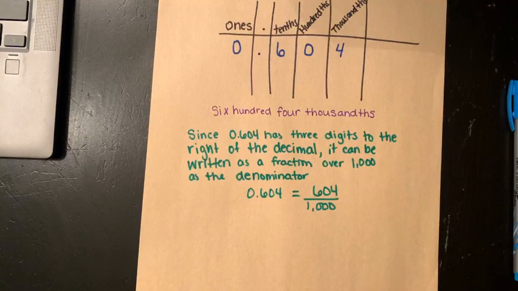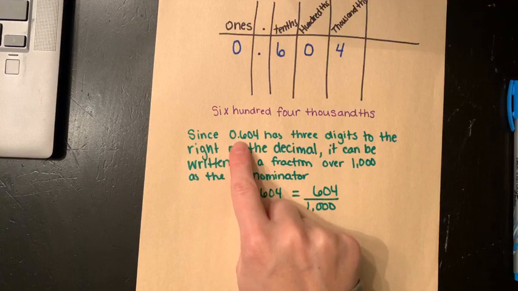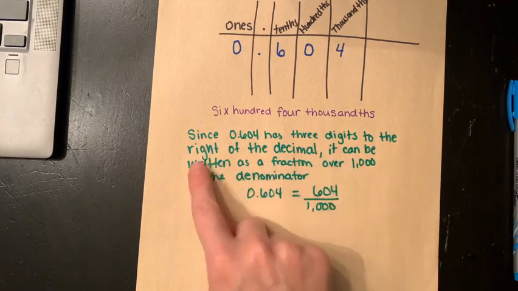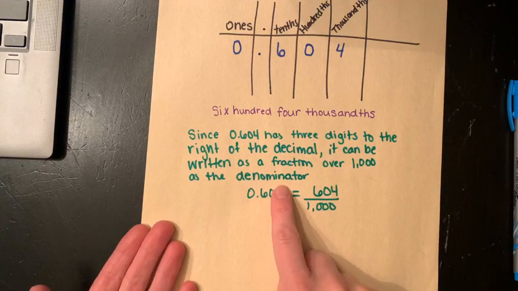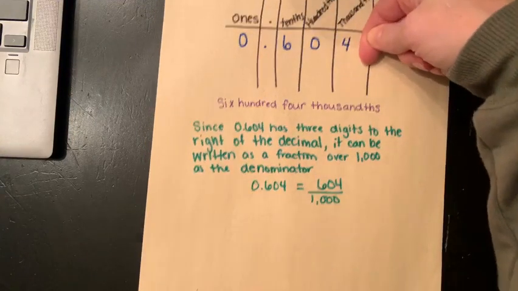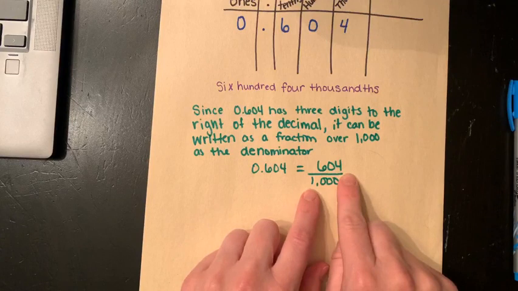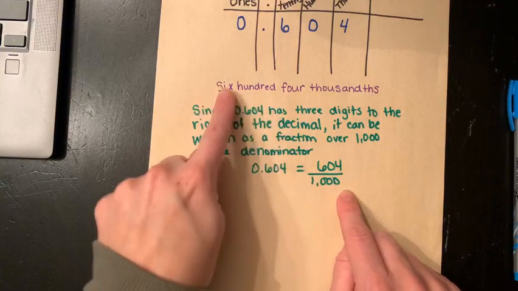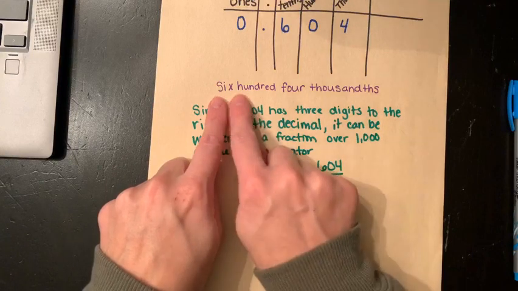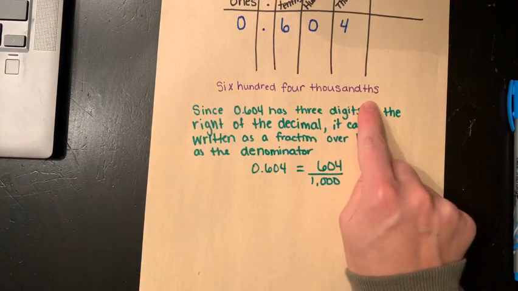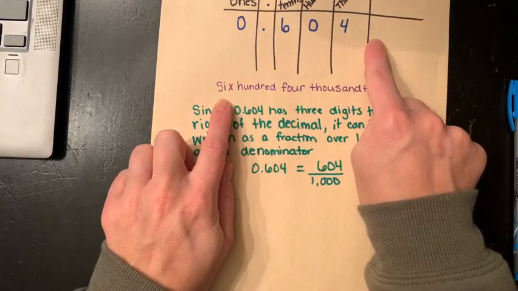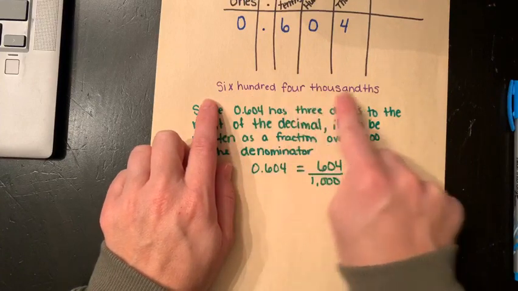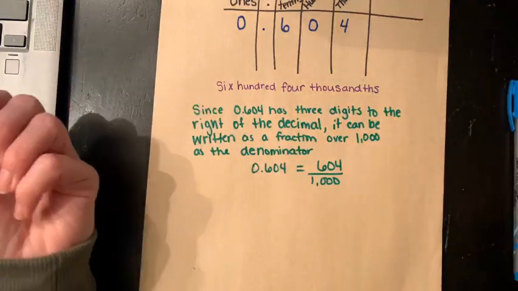I also thought, what's one more way that I could do this? So this might make sense as well. Since 0.604 has 3 digits to the right of the decimal, it can be written as a fraction with 1,000 as the denominator because the 4 ends in the thousandths place value. So what I wrote was 604 over 1,000. That also goes back to how I'm going to justify why I believe that Josh in our word problem can say this number in word form as 604 thousandths. Do you agree or disagree?